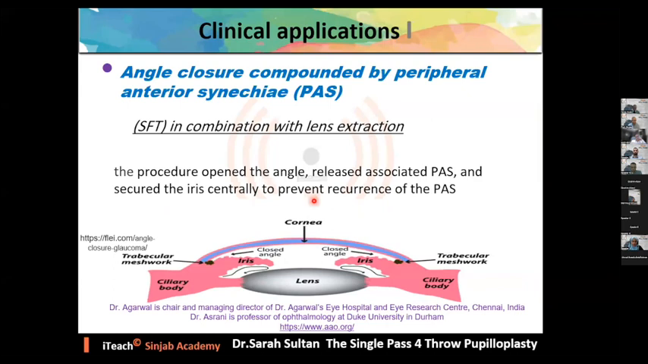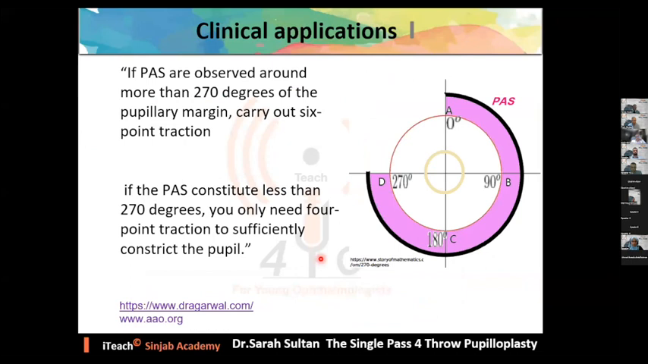Dr. Amar Agarwal performed SFT in combination with lens extraction. He found that the procedure opened the angle, released the associated pupillary block, and secured the iris centrally to prevent recurrence of the block. Dr. Agarwal also explained the node placement. If peripheral anterior synechiae are observed around more than 270 degrees of the pupillary margin, carry out 6 points of retraction. That means 3 nodes are performed to construct the pupil.